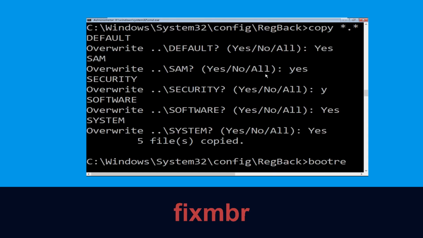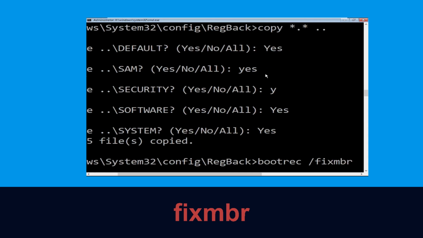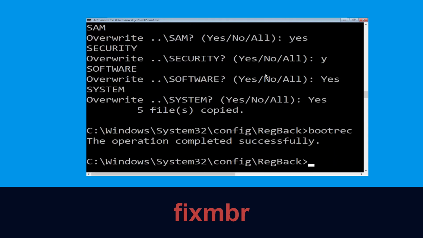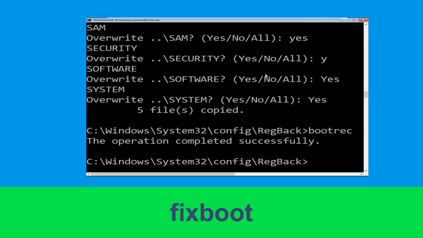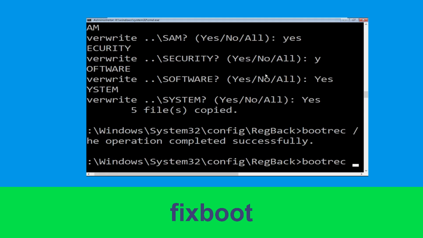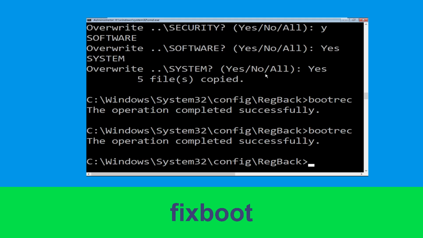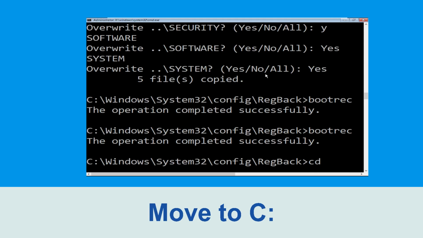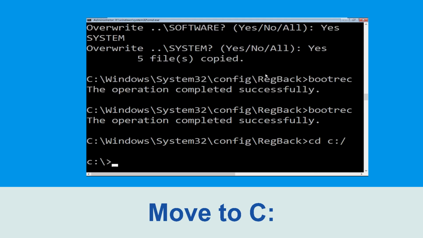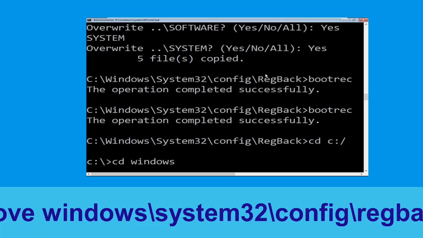Now execute this command, type bootrec /fixmbr and simply hit enter. Now type in bootrec /fixboot and simply hit enter to execute the command. Now type cd c:/ and simply hit enter. Now type this command, cd windows/system32/config/regback and simply hit enter to execute the command.